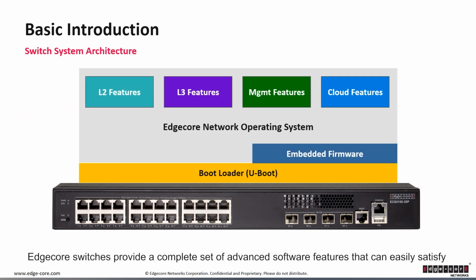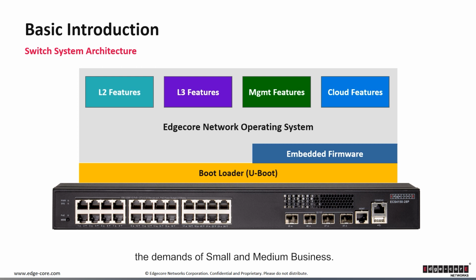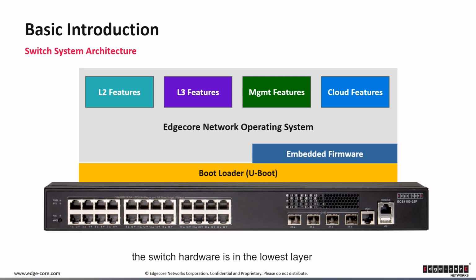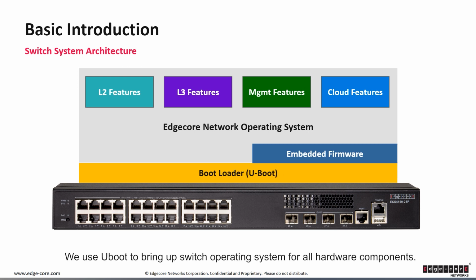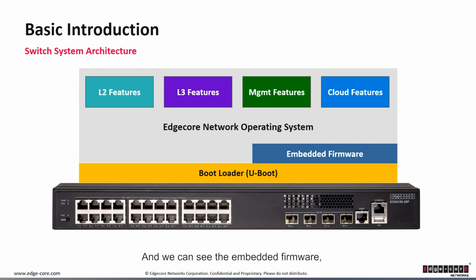Edgecore switches provide a complete set of advanced software features that can easily satisfy the demands of small and medium businesses. First, let's look at the system architecture. The switch hardware is in the lowest layer, and then is the bootloader. We use it to bring up the switch operating system for all hardware components. And we can see the embedded firmware, which uses the high-performance ASIC and chipset to process specific tasks. For example, the Ethernet MAC or PHY ASIC.